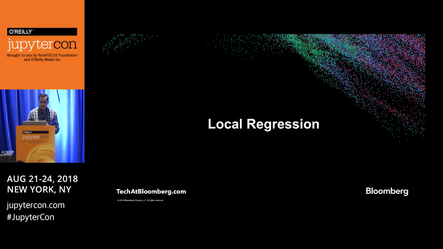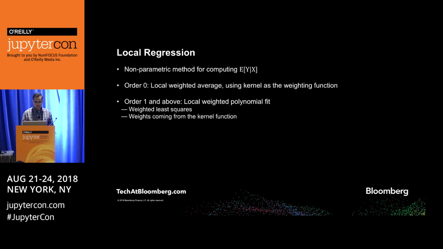The first example I have is kernel regression. So kernel regression goes by different names. You can call it local regression or non-parametric regression. The idea here is we are trying to compute the conditional expectation of y given x in a non-parametric way. It's very similar to the standard polynomial regression, except that instead of assigning equal weights to all the samples, we create a localized behavior by assigning weights based on a kernel function.